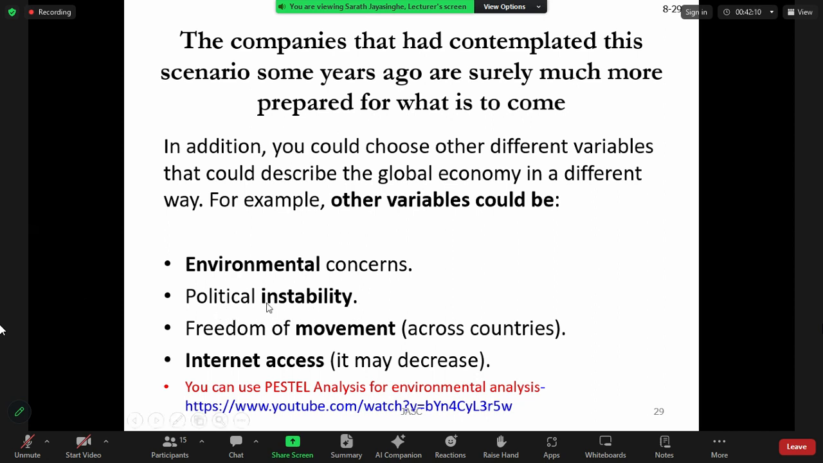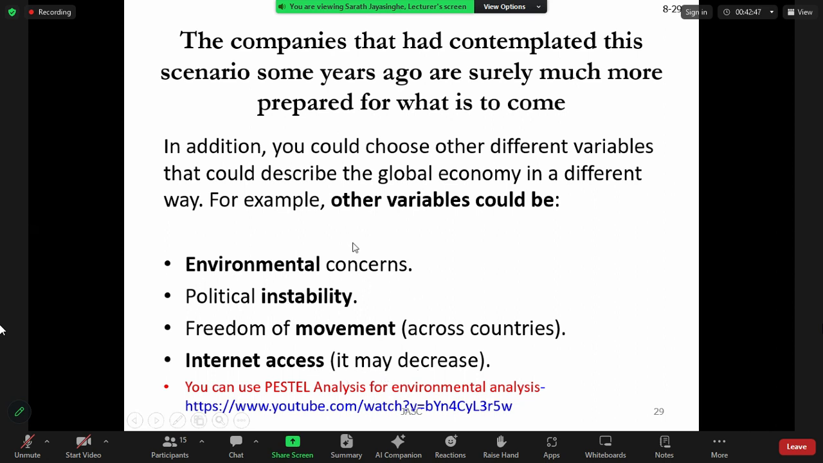Now we don't actually know who will come. Most people are thinking about one candidate, other people think the same thing, so we don't know until the election is over. So it is a very unstable environment, and there is freedom of movement across countries. For some countries you could go earlier; our people, our students went to Australia freely, and Canada, New Zealand, and the UK. There are restrictions now. Internet access may decrease.